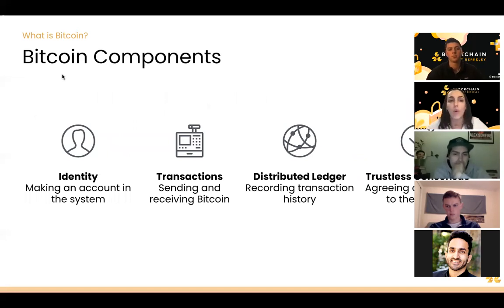We're going to get into the four main components of Bitcoin as we see it. So this first one is identity. Who are you in the system? How do you act? Do people know who you are? Are you really anonymous? What does anonymous even mean? And how do you make an account in the system? And then we'll get into transactions, which is how you actually send and receive Bitcoin, how you sign those transactions, how do you know that they really belong to you?